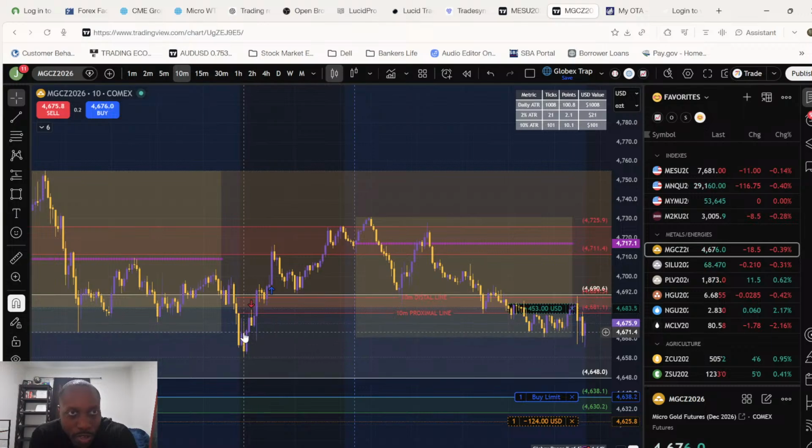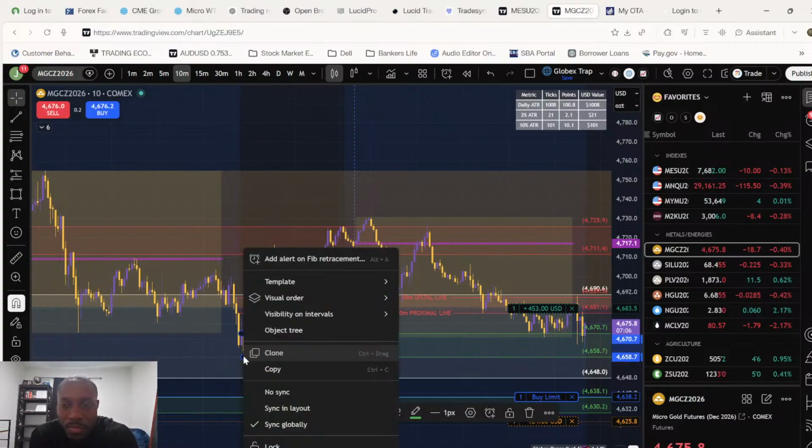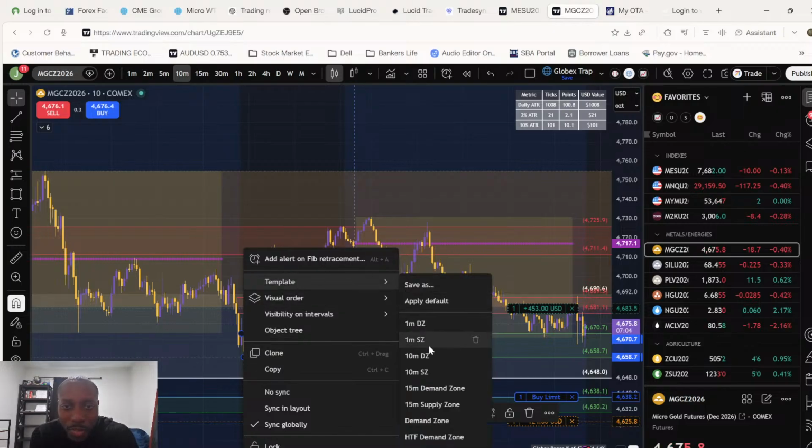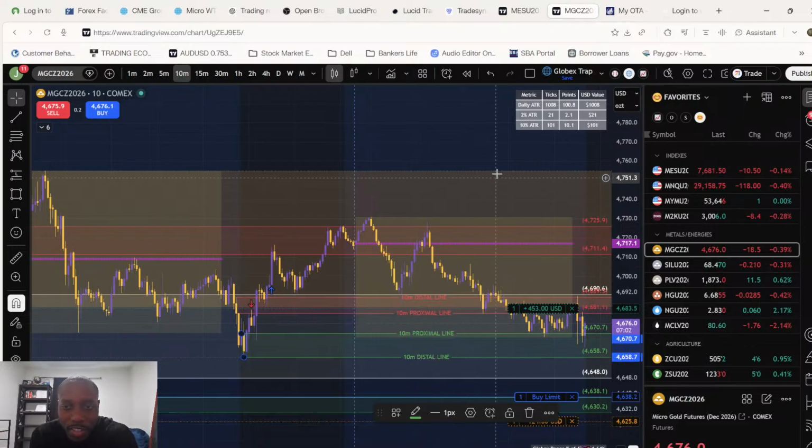I guess on a smaller time frame, on a 10 minutes, you kind of got a demand zone here. If I drop down, that could be considered like a Globex bear trap. I don't know if I would have taken it, but I guess I could see how you would.